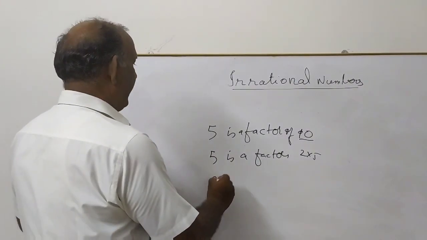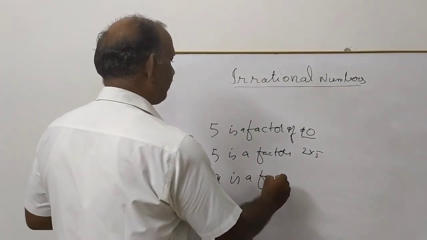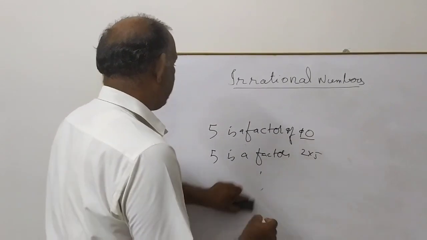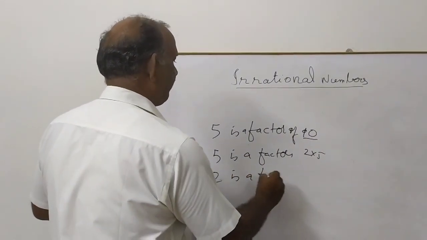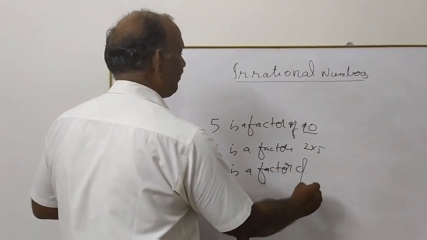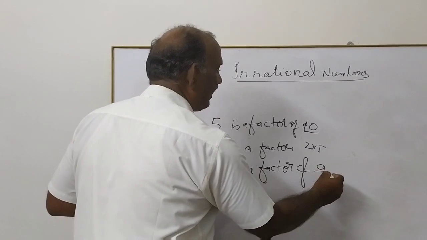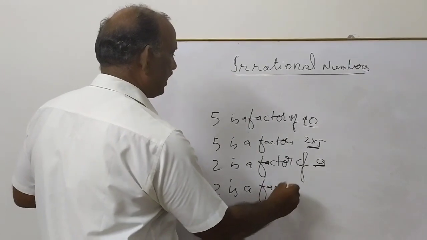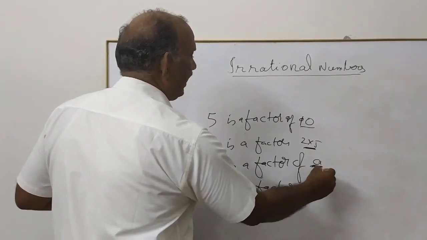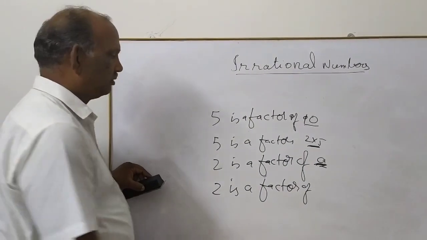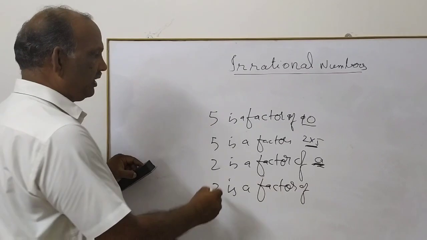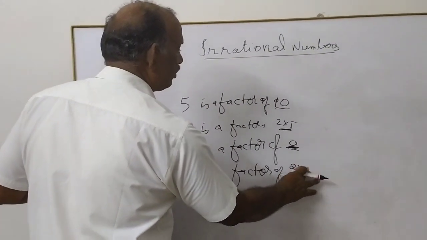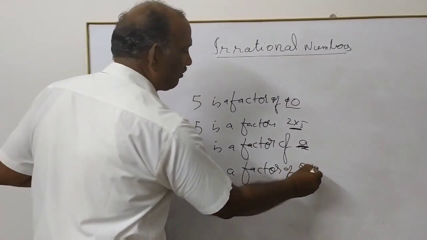Here, suppose 2 is a factor of A. That means A can be written like this: 2 is a factor of A, so we can write it as 2 into C or 2 into M, like that. That means 2 into M.